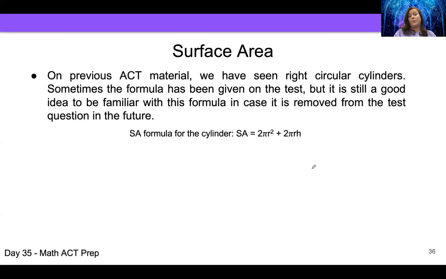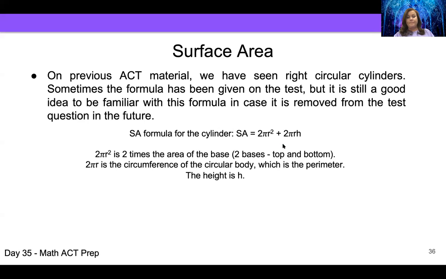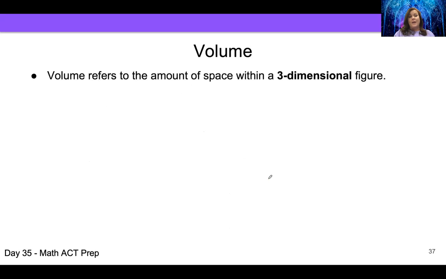And so you can see our formula there. 2 pi r squared is going to give me the area of both the top and the bottom. And then for this unrolled part that's now a rectangle, the circumference is 2 pi r, and we multiply by the height. And these are usually the two measurements you're given. You're given the radius and you're given the height. Because if you look at the formula, that's all you need. It really is. Now volume.